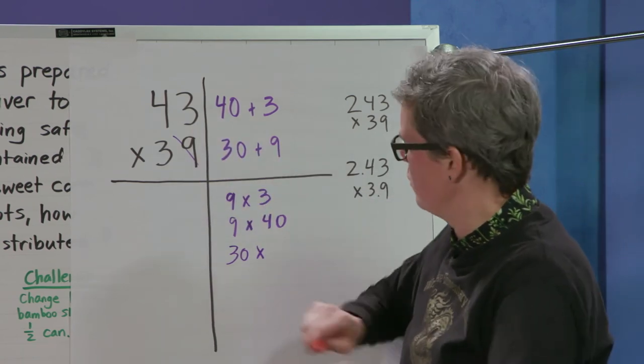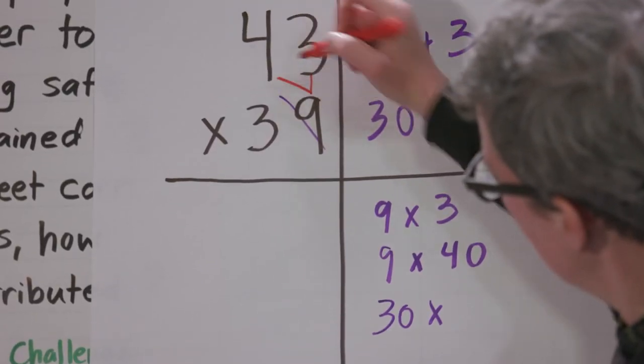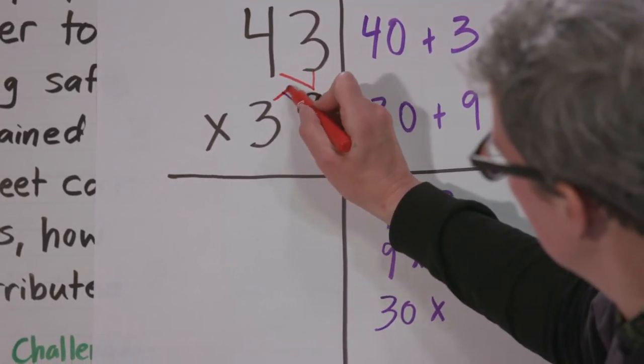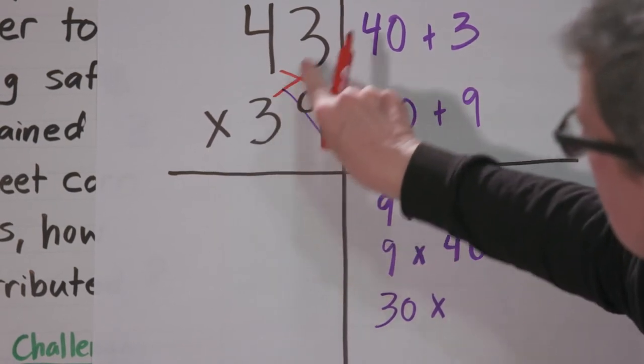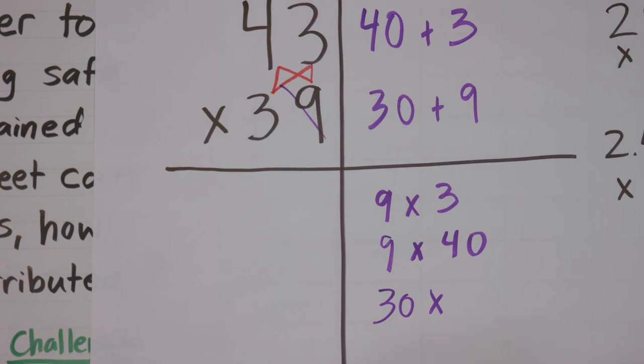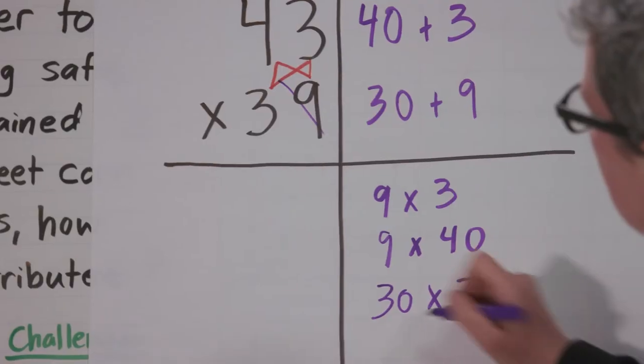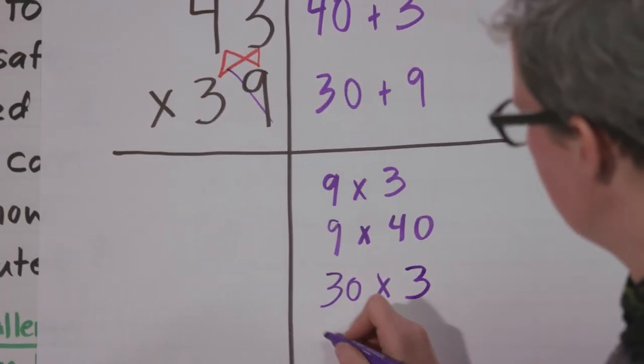I can even show you this way. So we go 9 times 3, 9 times 40, 30 times 3, 30 times 40. It makes a little bow shape. Okay? So 30 times 3. And then 30 times 40.